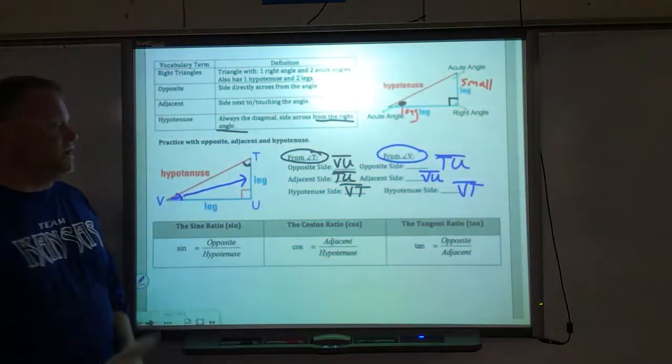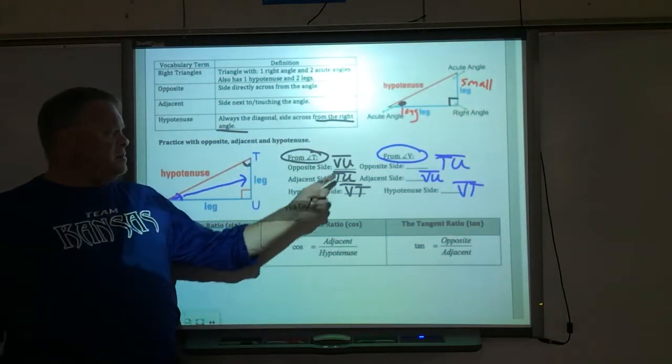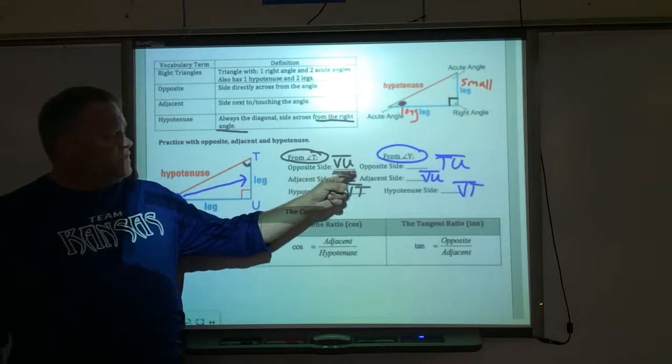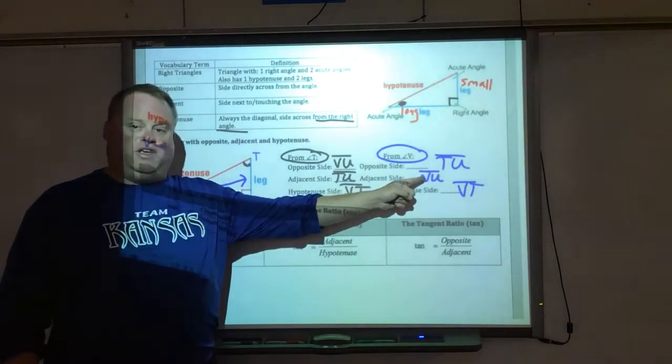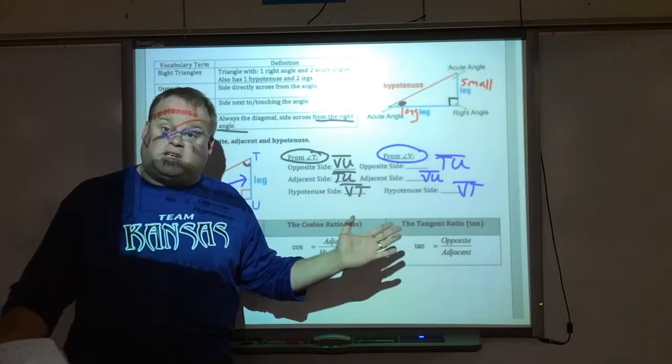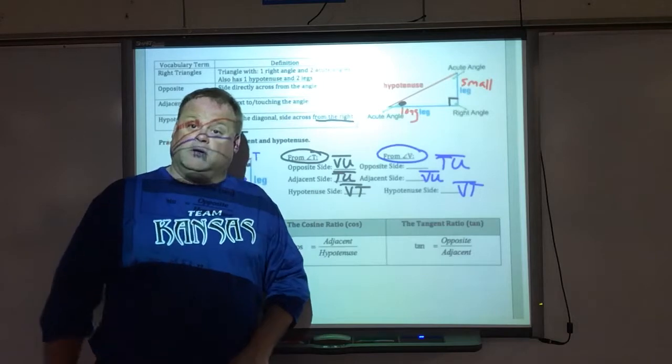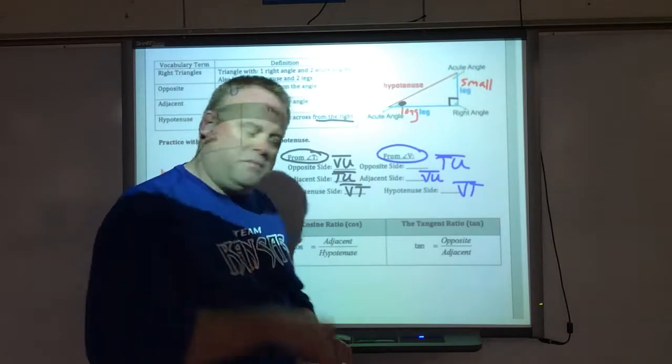Now if you'll notice something, the opposite side for angle T was VU, but the adjacent for angle V is VU. Well, that does make sense, right? If it's opposite of one, it's got to be adjacent to the other. Okay, so we're going to keep that in mind.